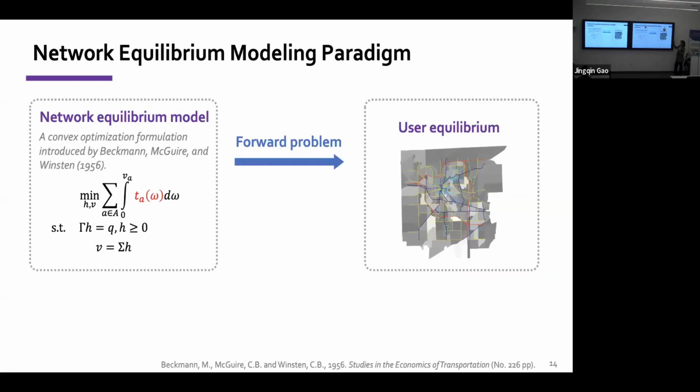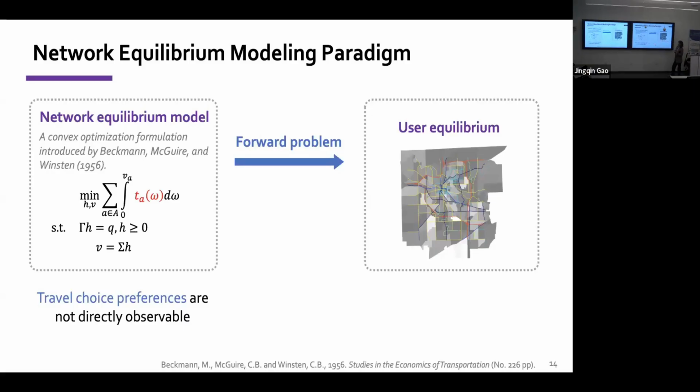But in practice, using this pipeline requires us to calibrate the model first, because traveler preferences are not directly observable. That is, these equilibrium models have some parameters, these calibrations, which can be challenging and time-consuming.